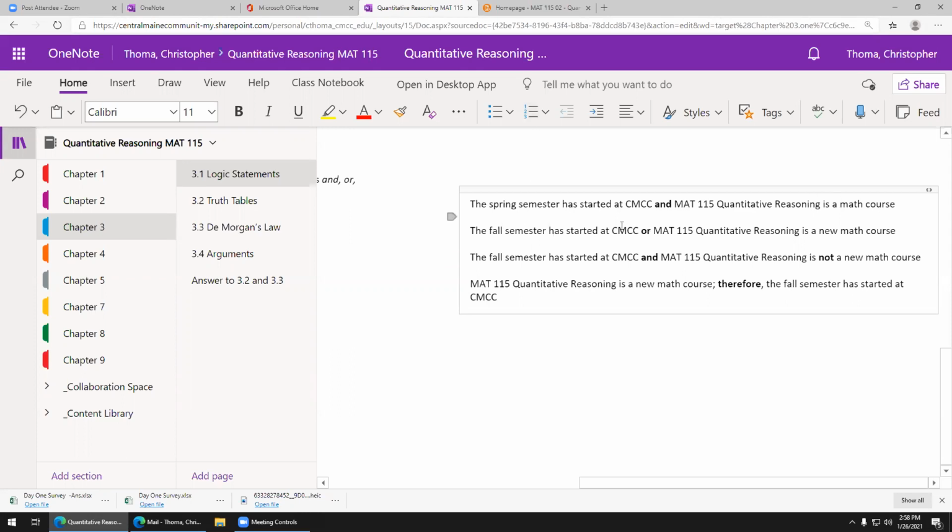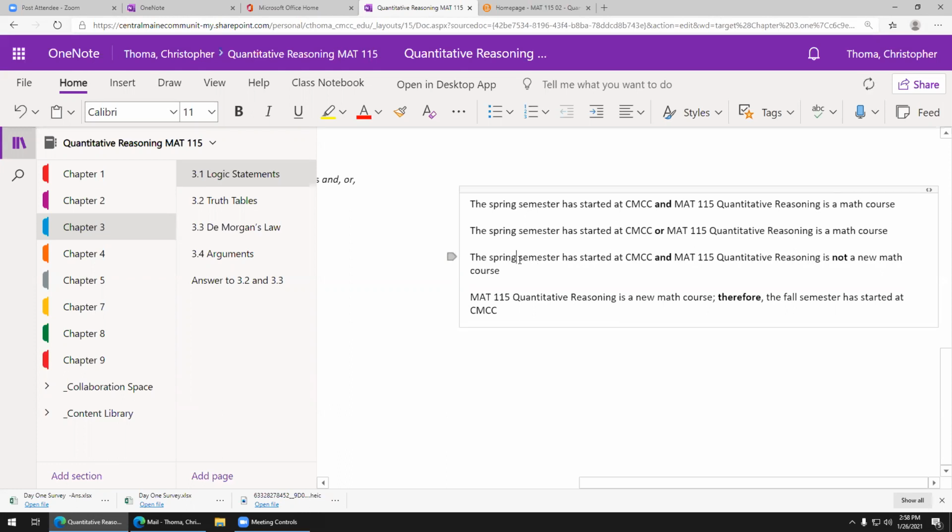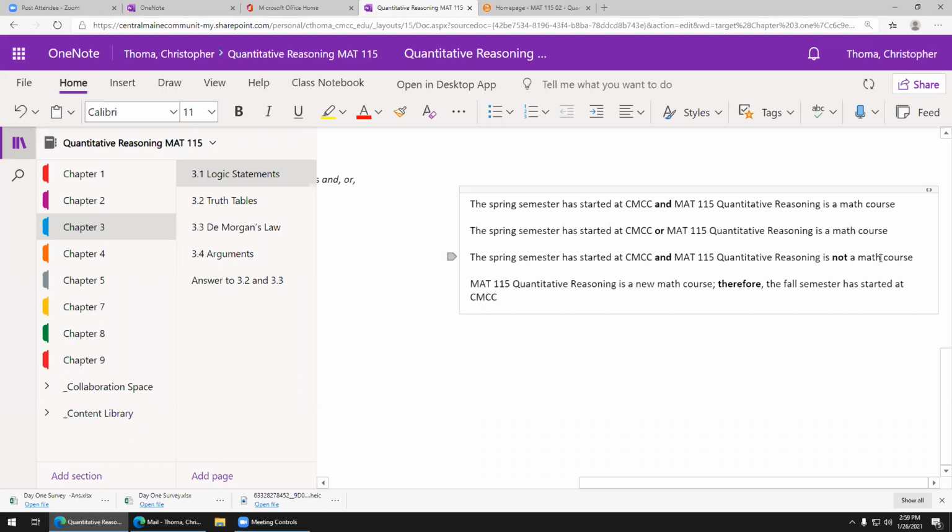Or: the spring semester has started at CMCC, or Quantitative Reasoning is a math course. A not statement: the spring semester has started at CMCC, and Math 115 Quantitative Reasoning is not a math course. When you create the statements, you're not saying it is a math course, because you're writing the statement for the opposite. So don't get hung up like, well, it is, so why would I write this? It's because we want to make sure we know how to use our sentences.